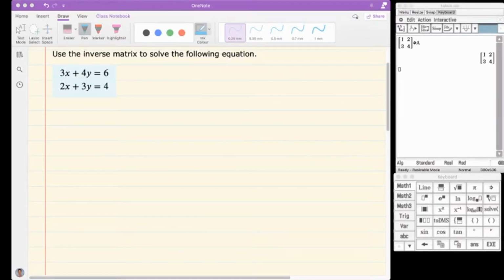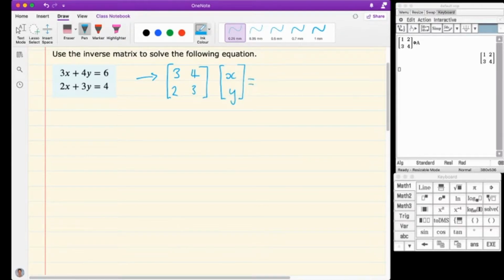Right, here we have a typical simultaneous equation, pretty straightforward I think for most of us. First off, we want to set that out in a matrix. We take the numbers and put them in one matrix, take the variables and put them in another matrix, and make them equal to the numbers on the other side.